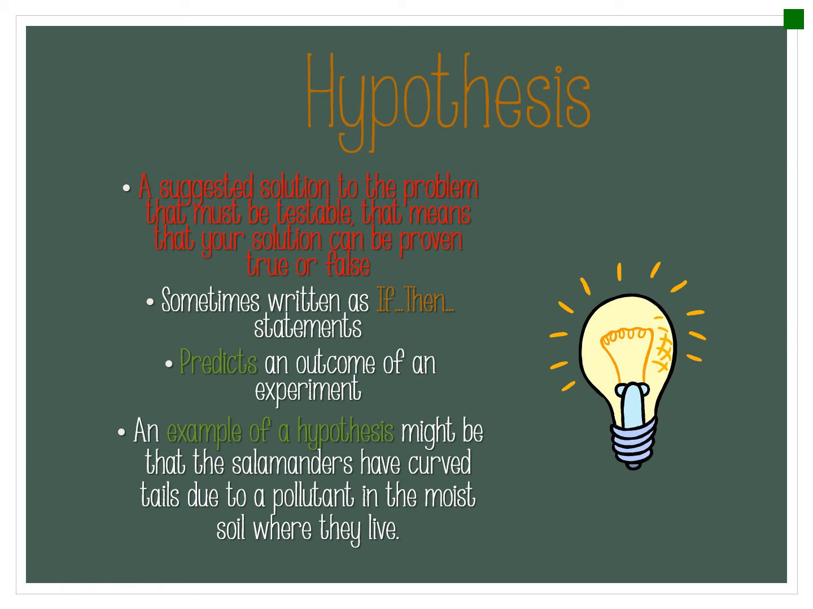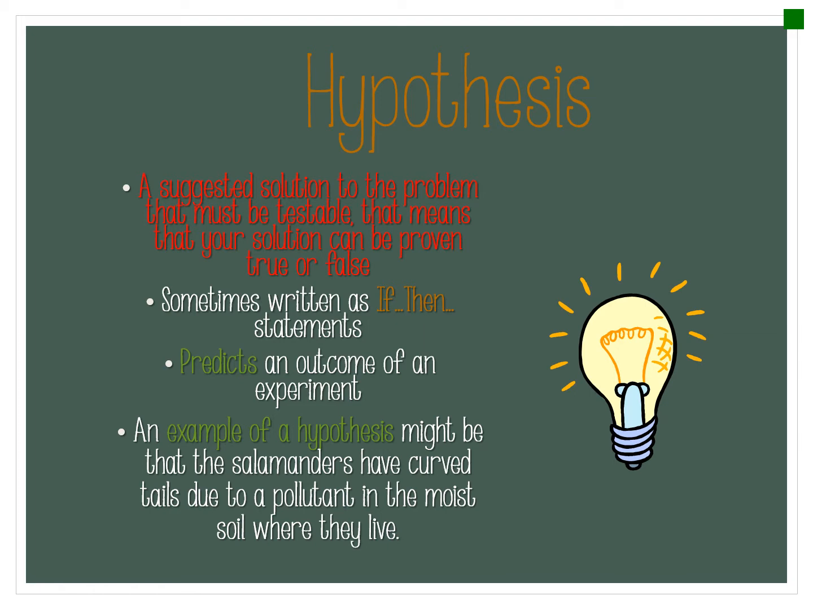Now, if I wanted to make this an if-then statement, it would sound something like this. If salamanders are introduced to a pollutant in the soil that they live, then their tail length will differ. Always, the if part of the statement is if I do this particular thing, then it's going to have this particular effect on my question or the variable or the thing that I'm looking at.